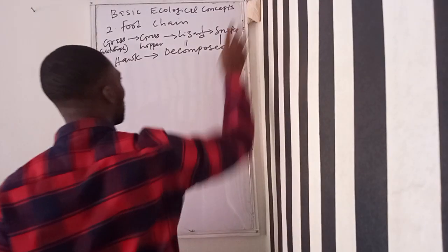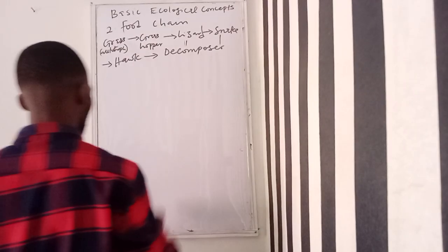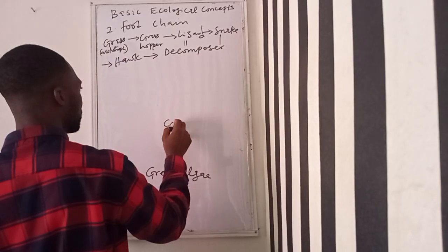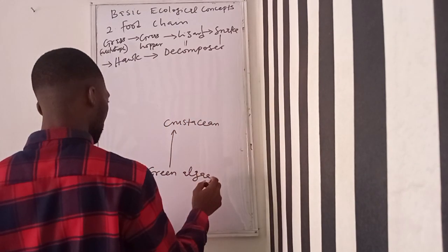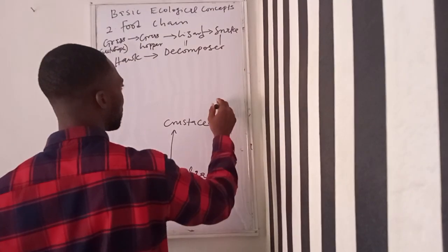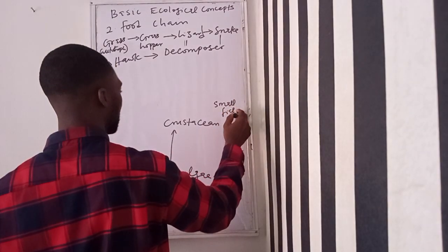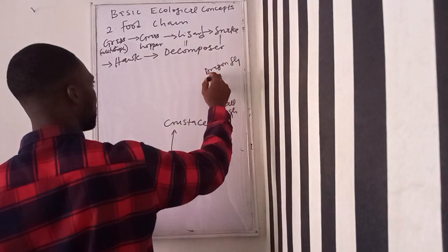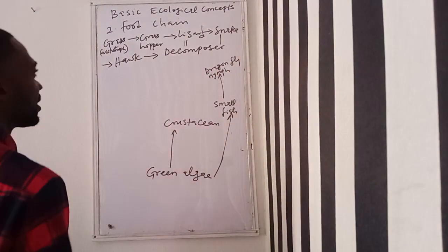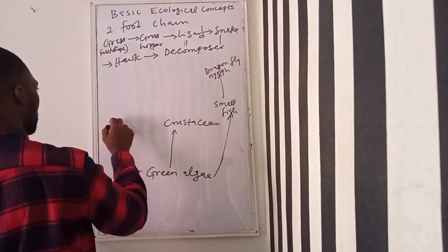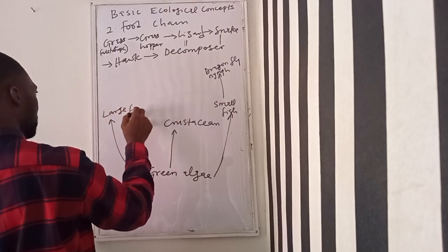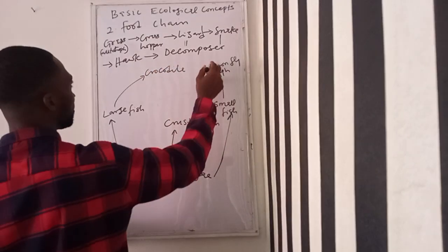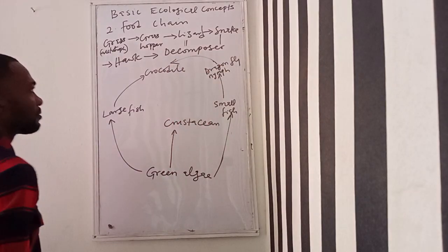aquatic food web occurs in water. So how this has green algae, or have crustacean, then we have small fish feeding on the green algae. They will have the dragonfly nymph feeding on the small fish. They'll have the large fish. Then of course we'll have the crocodile. The crocodile too is feeding on the dragonfly nymph.